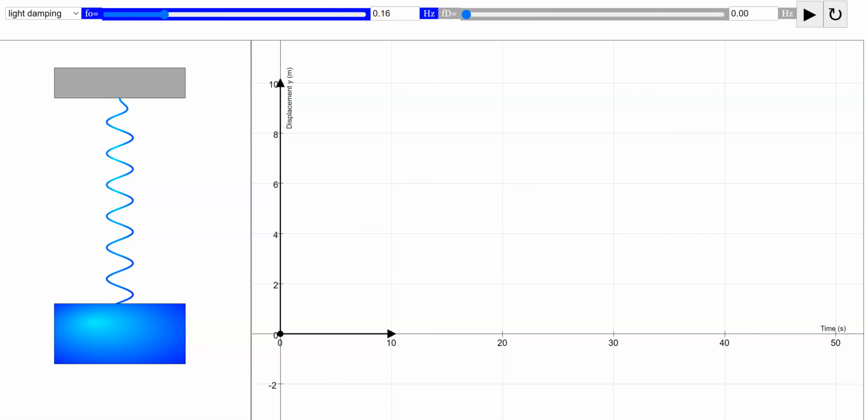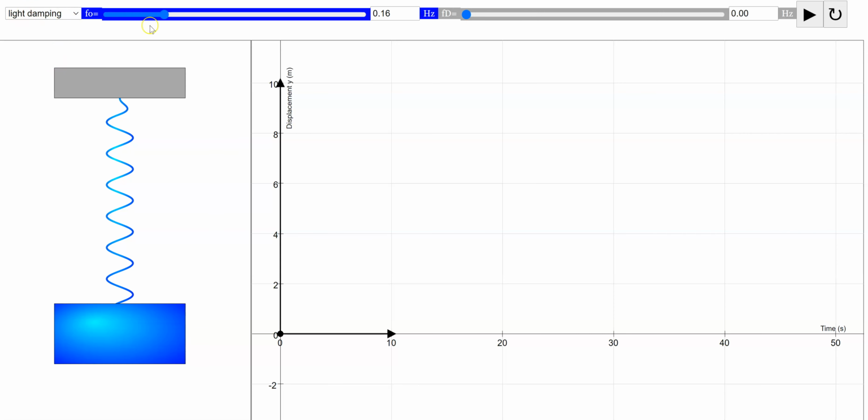Hi everyone. Today I'm going to show you a little demonstration of facts we learned in sections 3.7, 3.8 when we were doing vibrations of the mass on the spring. I'm going to start with free undamped vibrations.